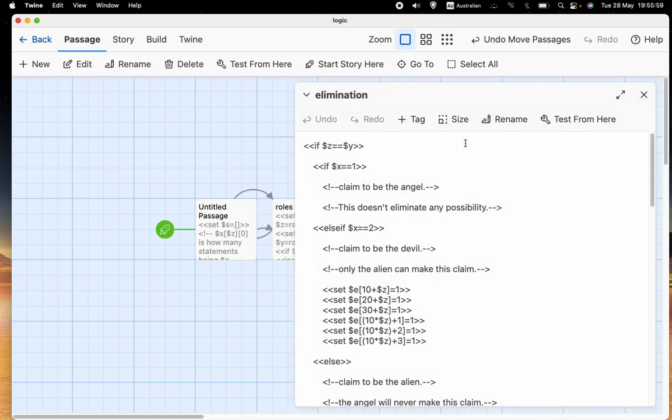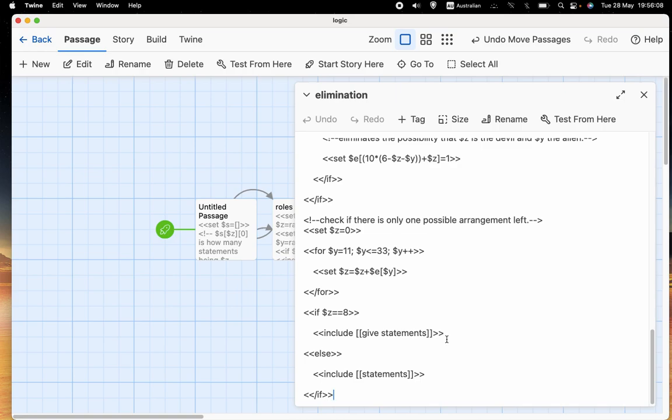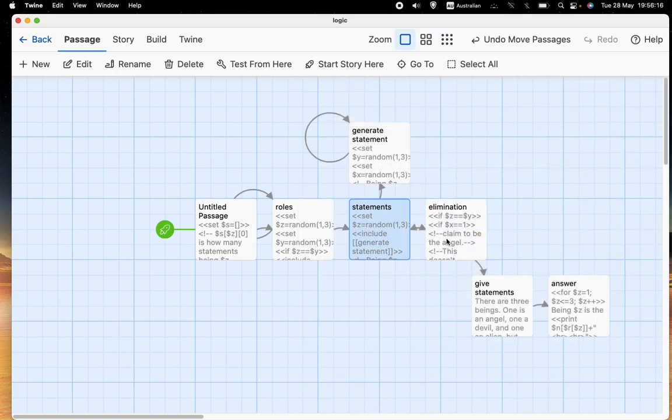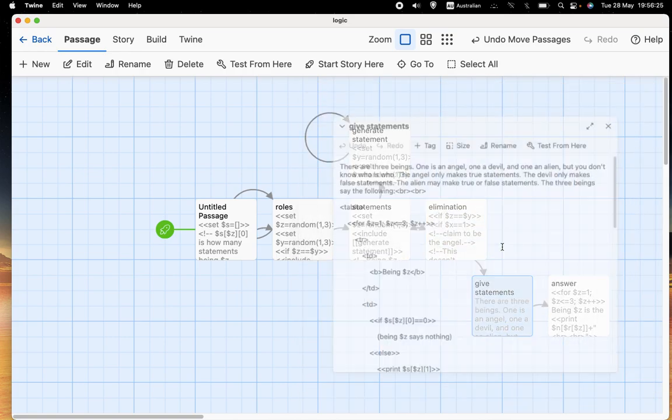In other words, we go through this and we say, great, we've eliminated 3 possibilities so far. Well, we start by having 3 eliminated, I suppose. We say, well, we've eliminated 5. That's not enough to solve the puzzle completely. So therefore, we'll go back to give statements, and we'll have another being make another statement. And we'll keep doing that until we get to 8. And then the puzzle is solvable, and we go to give statements.